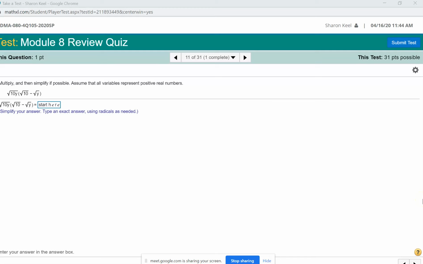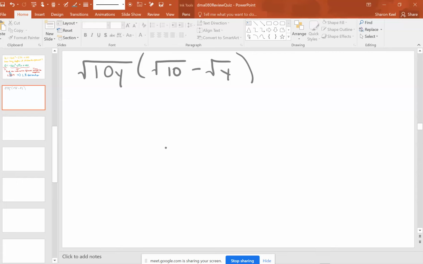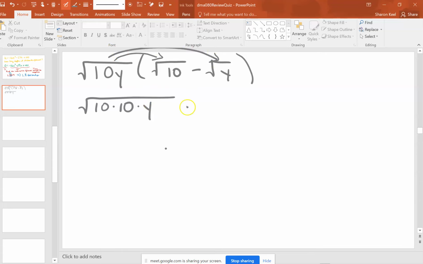Okay, so we are beginning now the part 2 of our Module 8 review quiz. This is a multiply and then simplify if possible. So what we're doing is a basic distributing problem. When we look at this, we are going to distribute and multiply the square root of 10y times the square root of 10. Now, normally I would not write this part out, but what we have here is a 10 and a y. When I distribute here, we have a minus, we have the square root of a 10, a y, and a y.